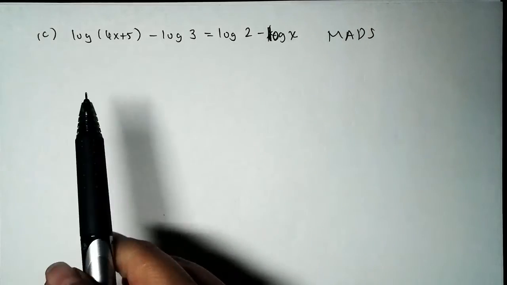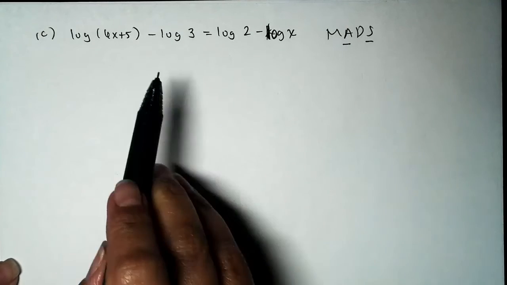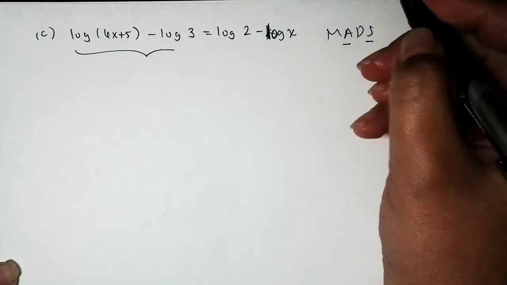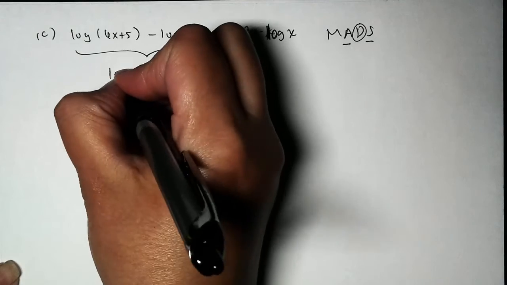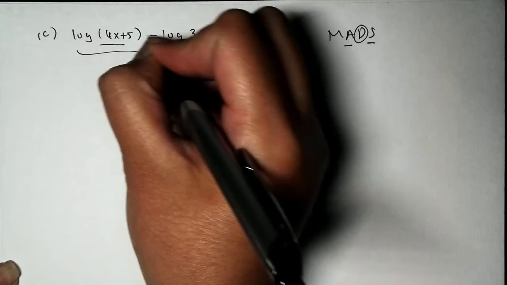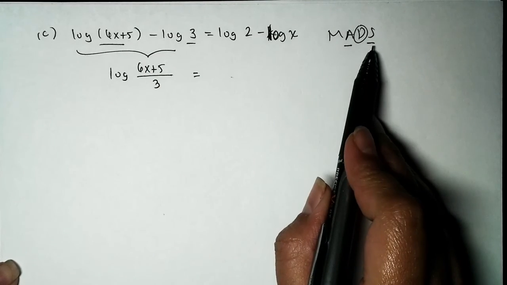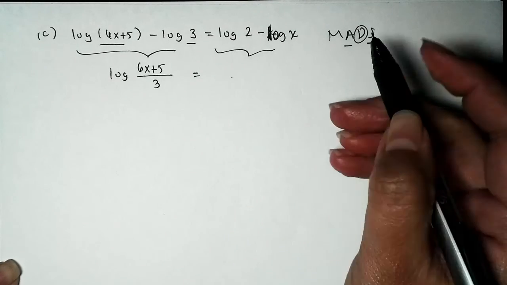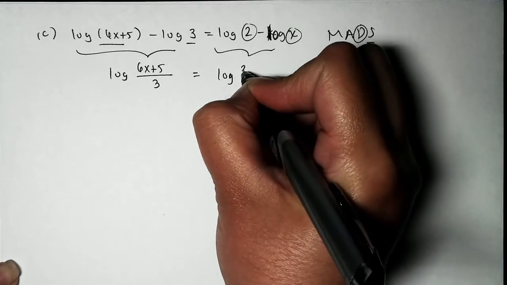So we're going to look at the left side and see if we have an addition problem or a subtraction problem. As you can see, we have a subtraction problem. So in order to backtrack to a single logarithm, we're going to divide the arguments. So that's going to give us log of the first argument divided by the second argument equals, on the right side, we're also subtracting 2 logs. So when we backtrack to a single logarithm, we're going to divide their arguments. So it'll be log of 2 over x.